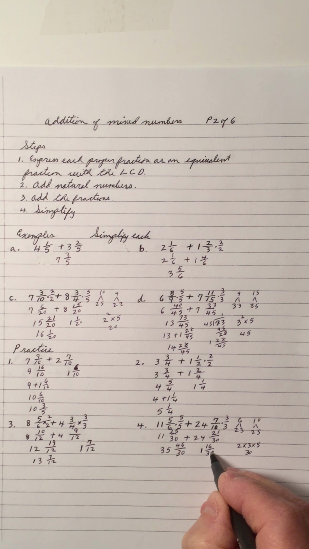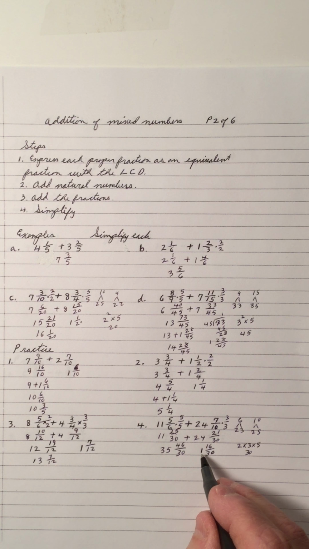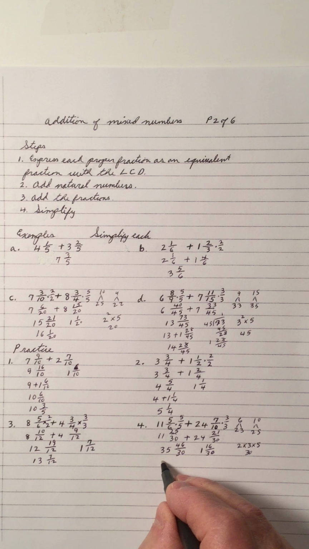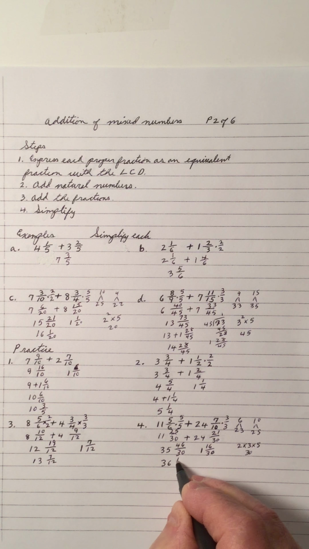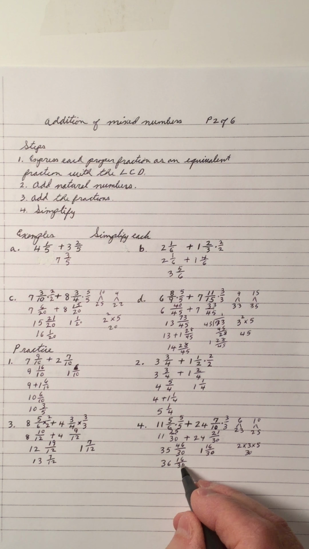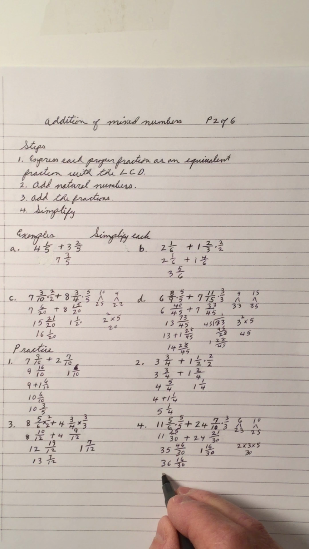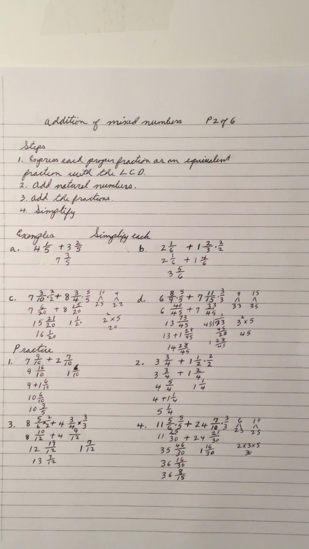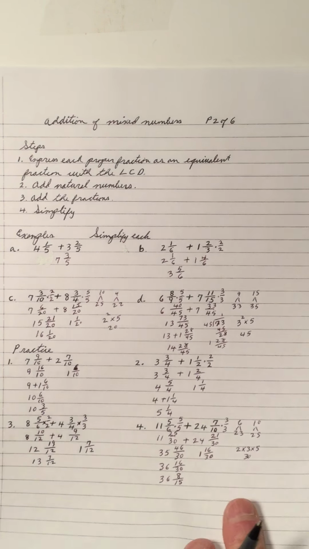So it's 1 and 16 over 30. 1 times 30 plus 16 gives you 46. So that's 6 and 16 over 30. Notice that 16 and 30 have a common factor of 2, so we divide by 2. 2 into 16 goes 8. 2 into 30 goes 15. 8 has 2s and 4s, 15 does not, so it can't reduce. Let's continue.